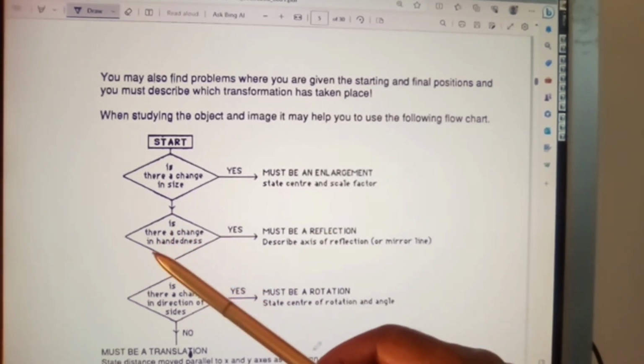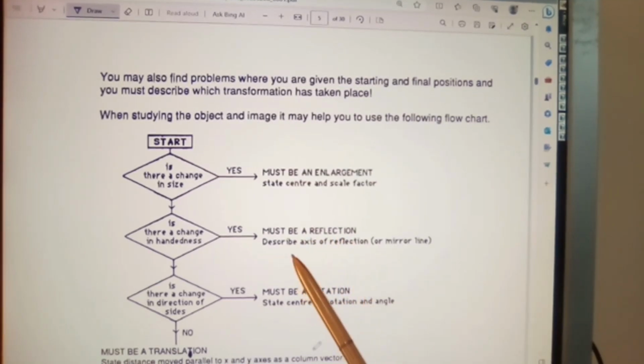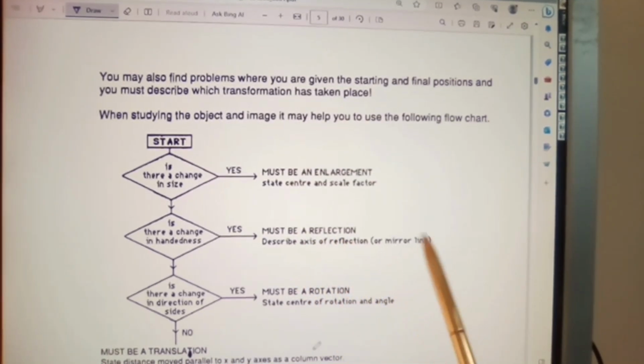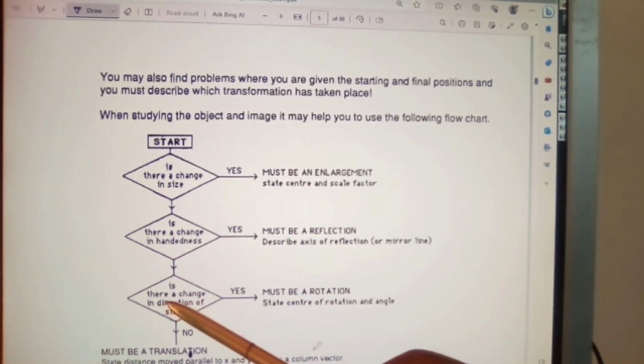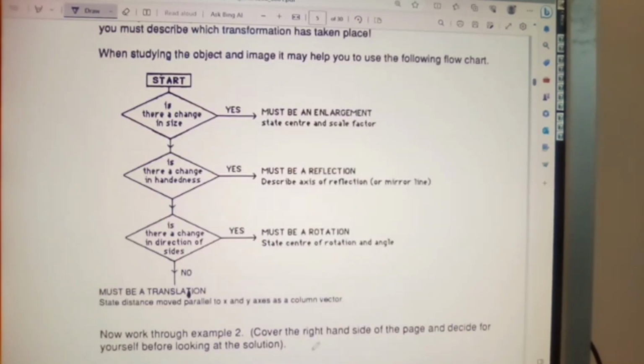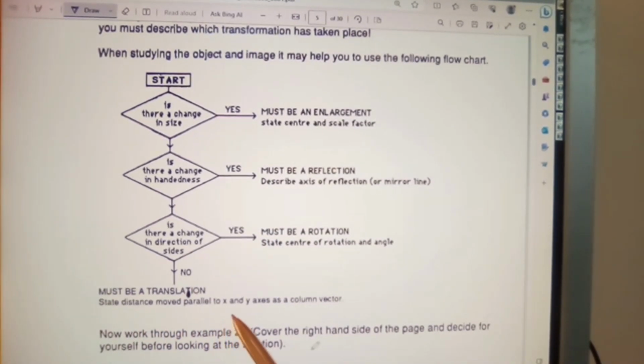Is there a change in handedness? If yes, must be a reflection. Describe axis of reflection or mirror line. Okay? If no, you're here. Is there a change in direction of sides? If yes, must be a rotation. State center of rotation and angle. If no, must be a translation. State distance moves parallel to x and y axis as a column vector.